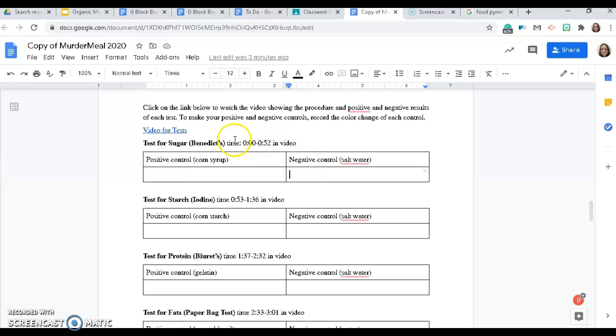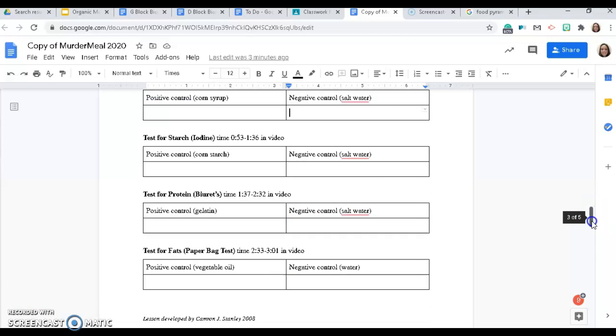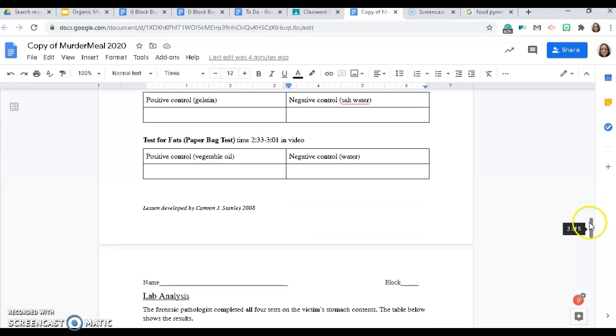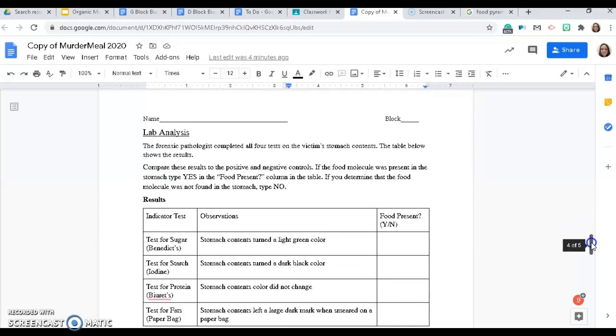I include the time for each test in the video, so that if you need to go back and rewatch a video, you can just skip ahead to the times that are listed here. You're going to do this for all 4 tests. And then you're going to read the results.